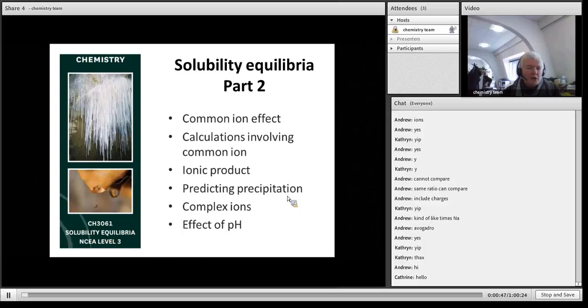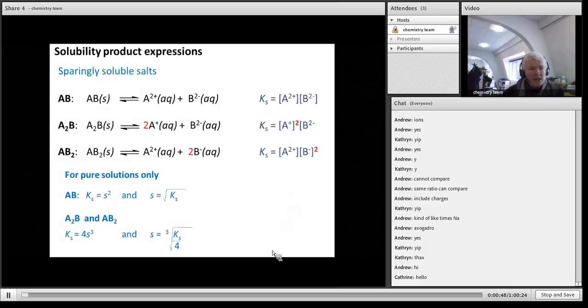So this is what we looked at last week. When you look at your sparingly insoluble salt, like calcium carbonate or calcium sulfate, it's much easier if we try and break it down into an AB salt, an A2B or an AB2. So if you were here last week, as I think you were, then you wouldn't have a problem.